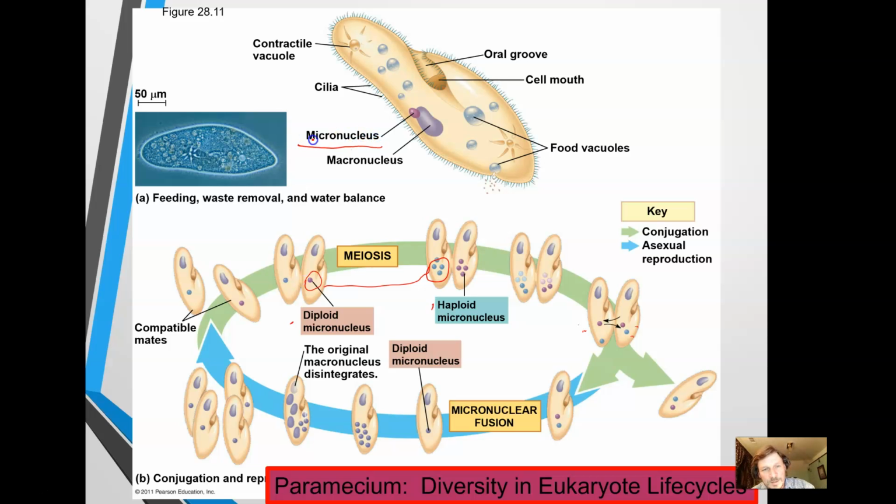We refer to these as a micronucleus and a macronucleus, and they're actually separate ploidy levels. Don't memorize this. It's just to give you an idea of how different the life cycles are from humans and animals.